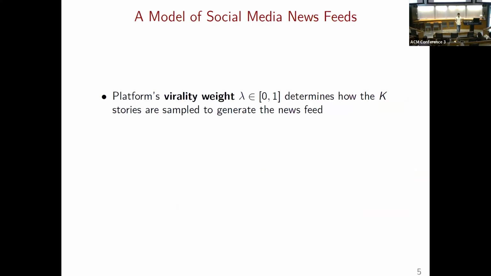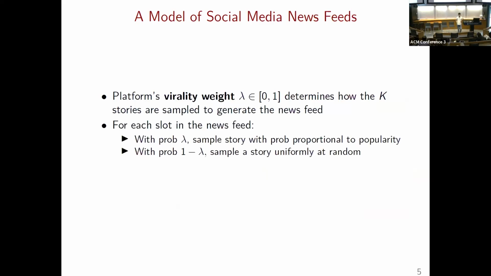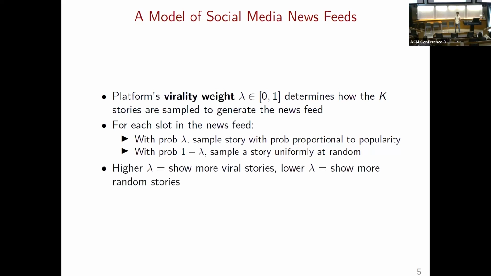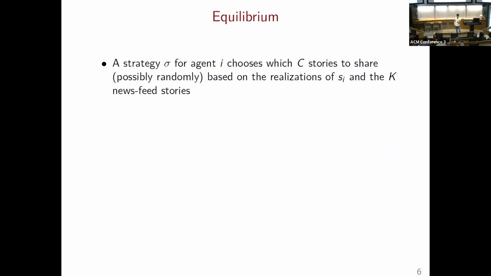And so the last part of the model to tell you is how do these newsfeeds actually get sampled? And what we're going to look at is a family of sampling rules parameterized by a variable lambda that says how much do you show more viral or higher popularity score stories versus more random stories. So every time we pick a story for the newsfeed, we're going to, with probability lambda, sample a story with probability proportional to its popularity. So in a way that selects higher popularity stories more. And with probability 1 minus lambda, just choose an unbiased random story out of all the stories that have arrived. And so higher lambda, we show more viral stories. Lower lambda, we show more random stories.